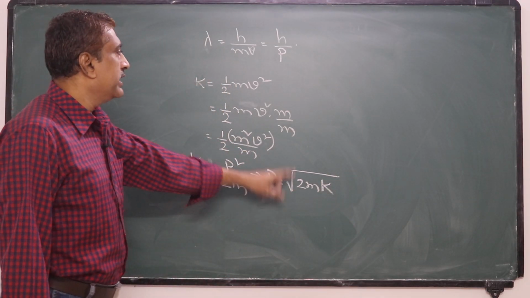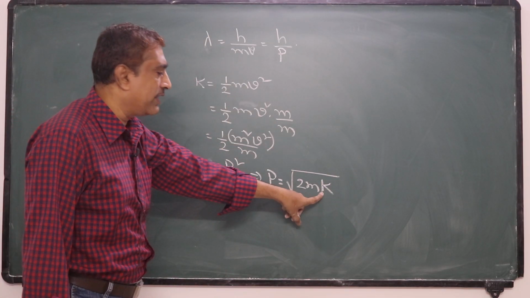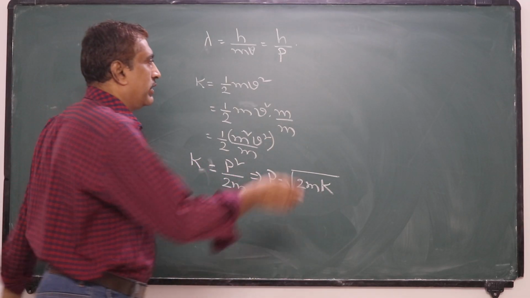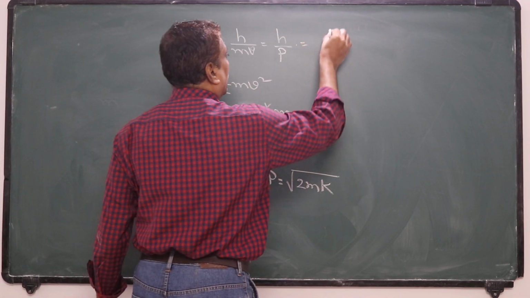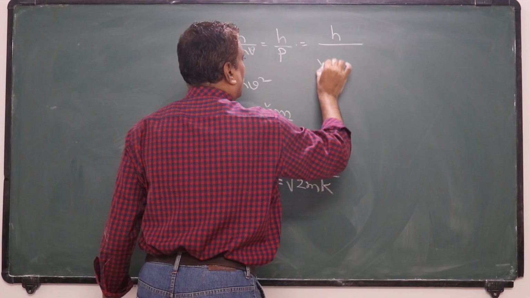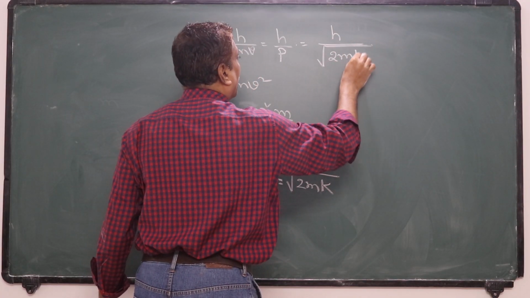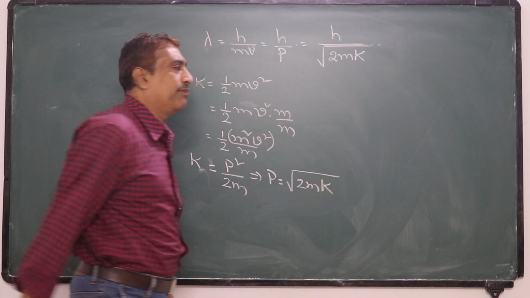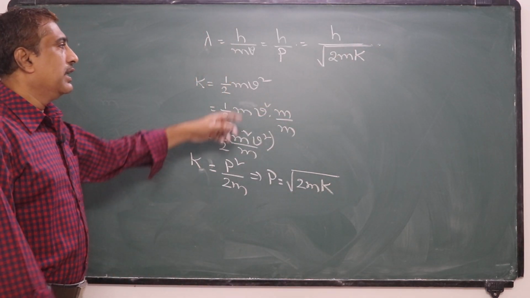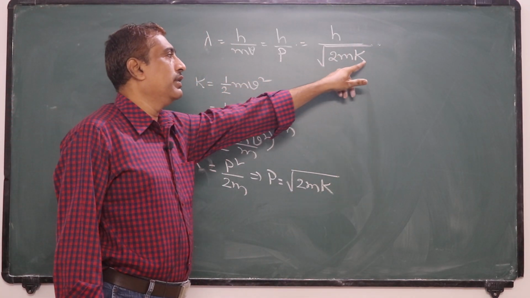So now we can write the de Broglie wavelength in terms of the kinetic energy of the particle. We can write it as lambda equal to h by square root of 2mK.